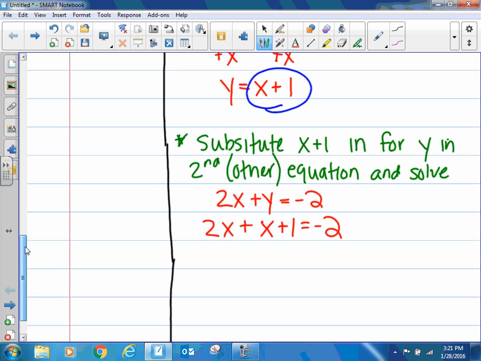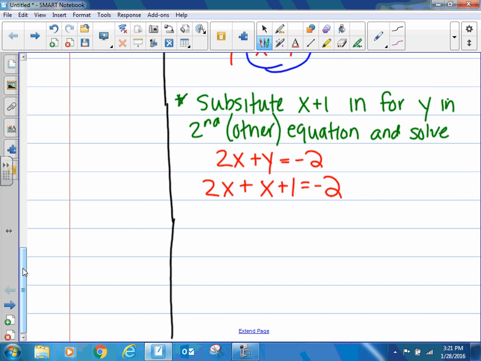Now we're just going to simplify and solve for x, right? x is the only remaining variable, so we want to simplify and solve for x.